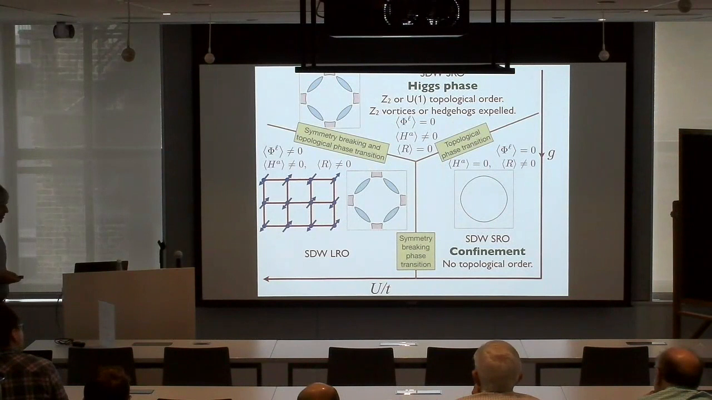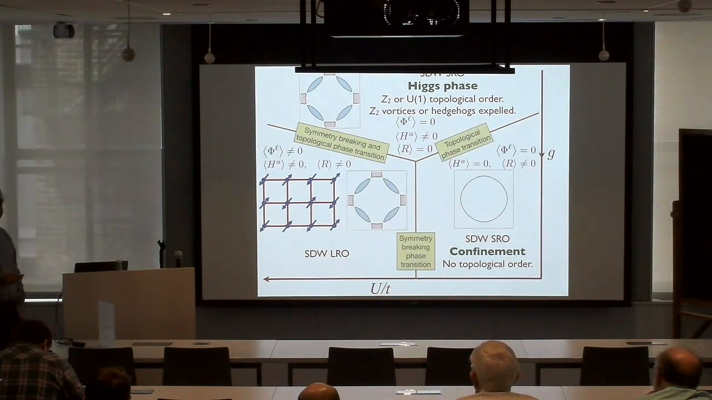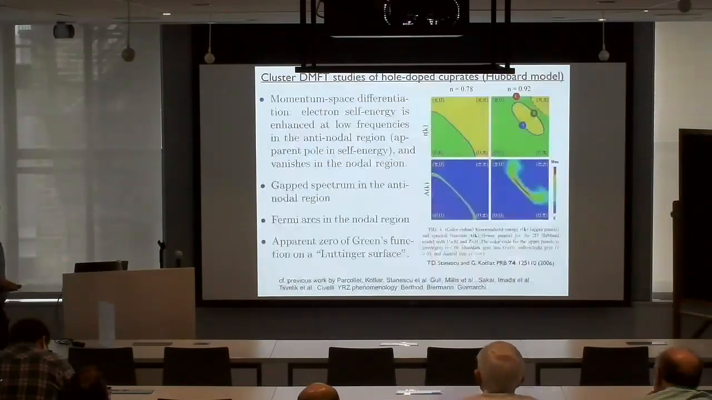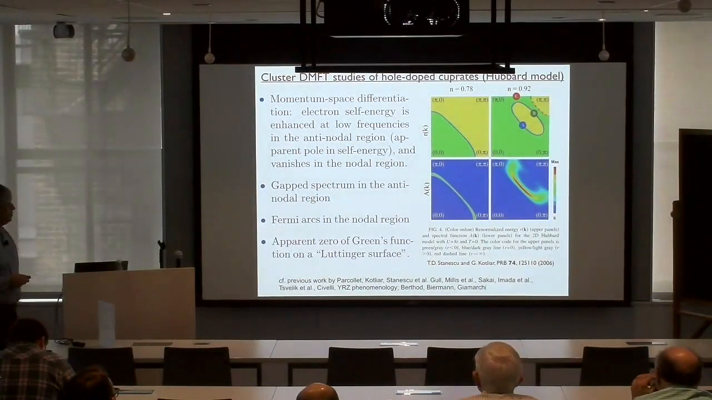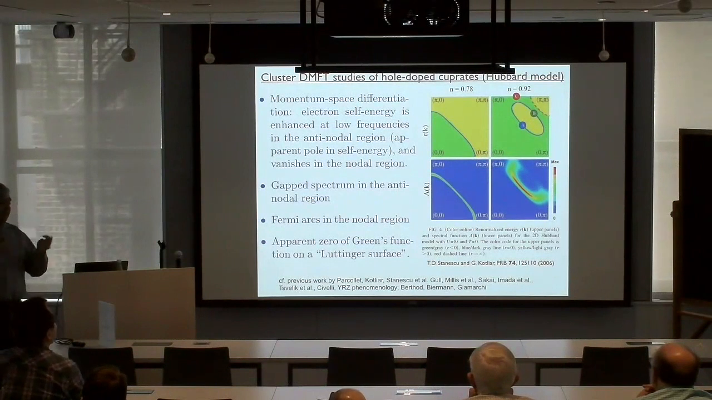All right, so now let me try to argue that this particular phase has many features that make it very suggestive that it's also been realized in a lot of numerical studies of the Hubbard model. So this is my quick summary of things that I'm not an expert at. Many people have studied by a variety of methods the phase diagram of the Hubbard model at low hole doping.